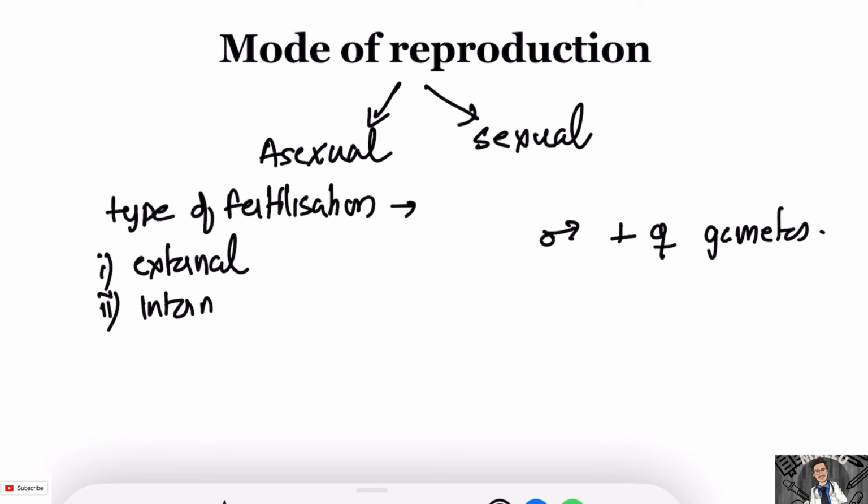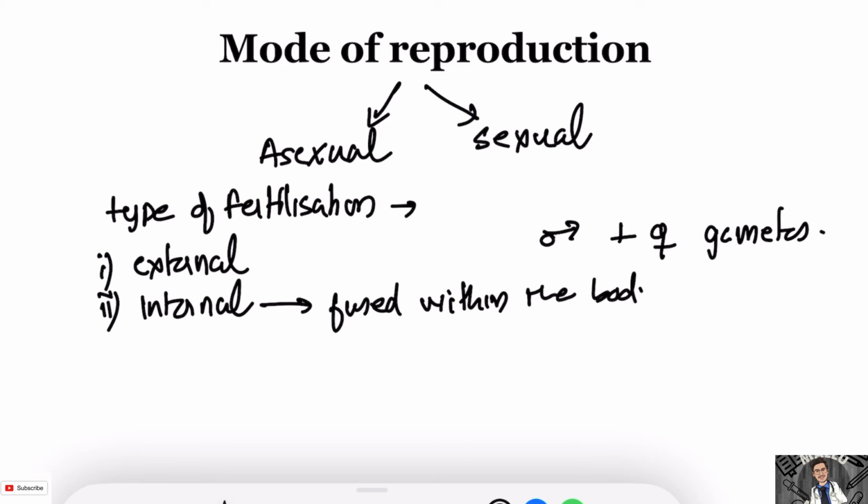So what about humans? We are having internal fertilization. The male sperm and the female ovum or egg are fused within the body of female. Am I right? So we call it as internal fertilization. External fertilization is the vice versa.